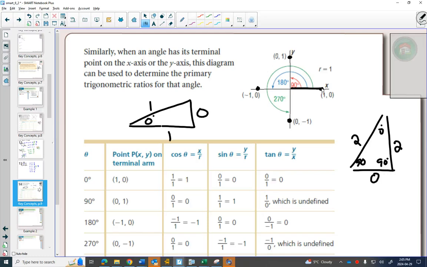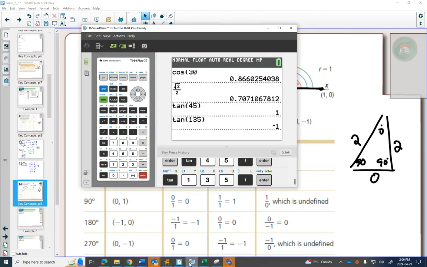We have a problem with tangent of 90 degrees. Because tangent of 90 degrees would be the opposite side, which is 2, over the adjacent side, which is 0. And 2 divided by 0 is not allowed. So sure enough, tangent of 90 degrees is not allowed. You type it into your calculator, it gets mad at you. Don't do that.